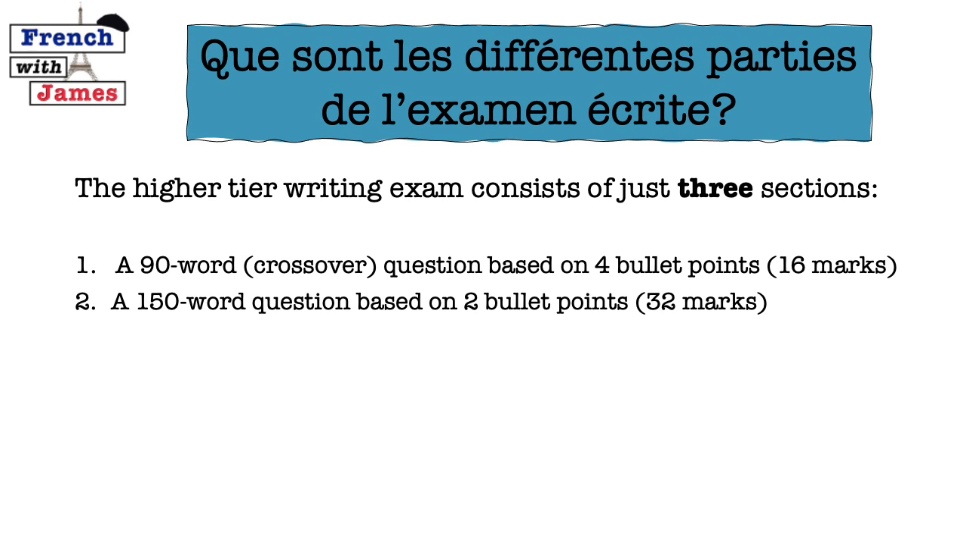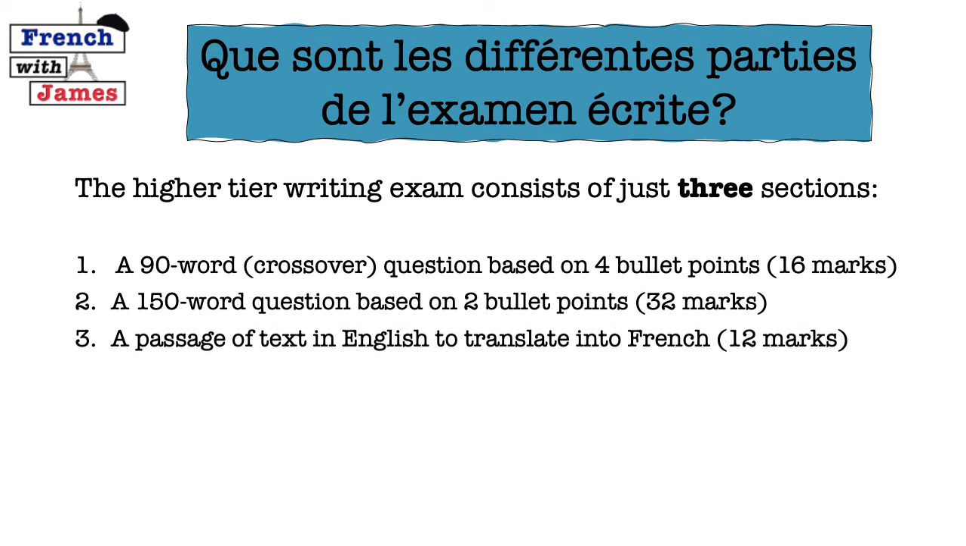The second section is a 150-word question which is based on just 2 bullet points, and that one's worth 32 marks, which is more than half of the whole paper. And finally, the third section consists of a translation activity where you need to take a passage of text in English and translate it into French. And that one's worth 12 marks.